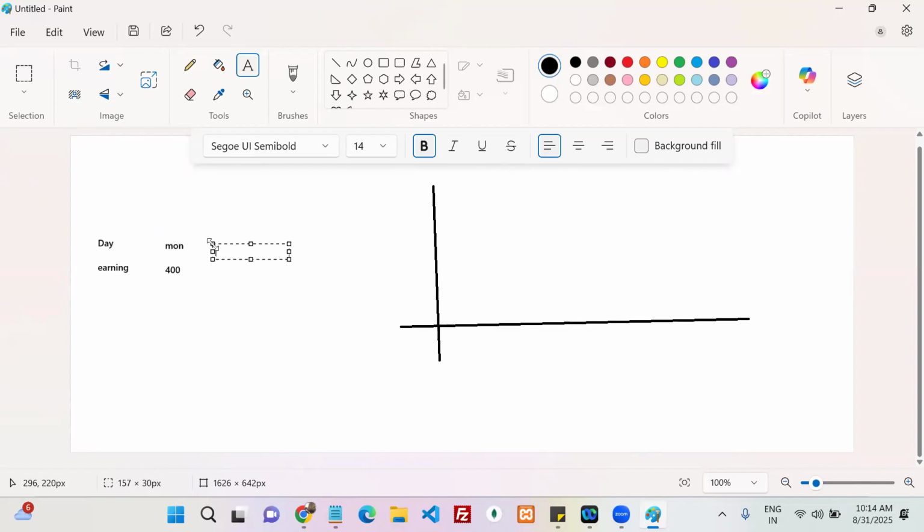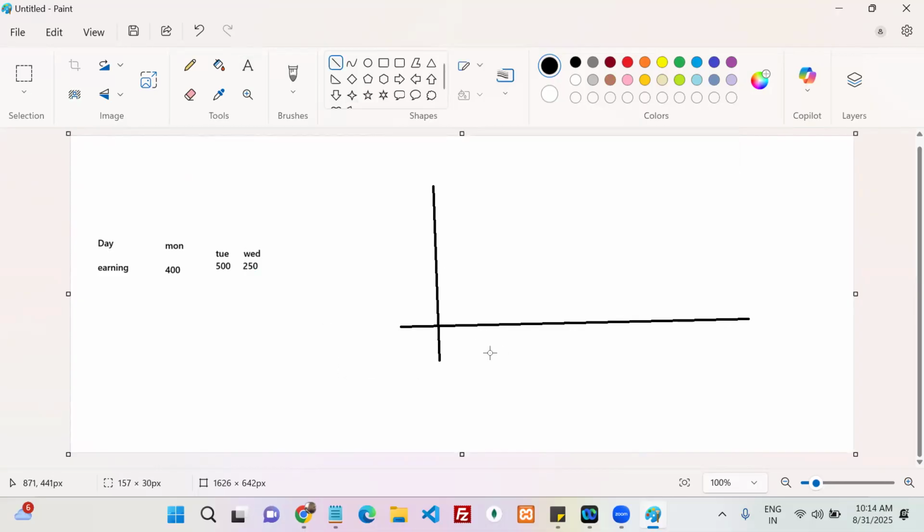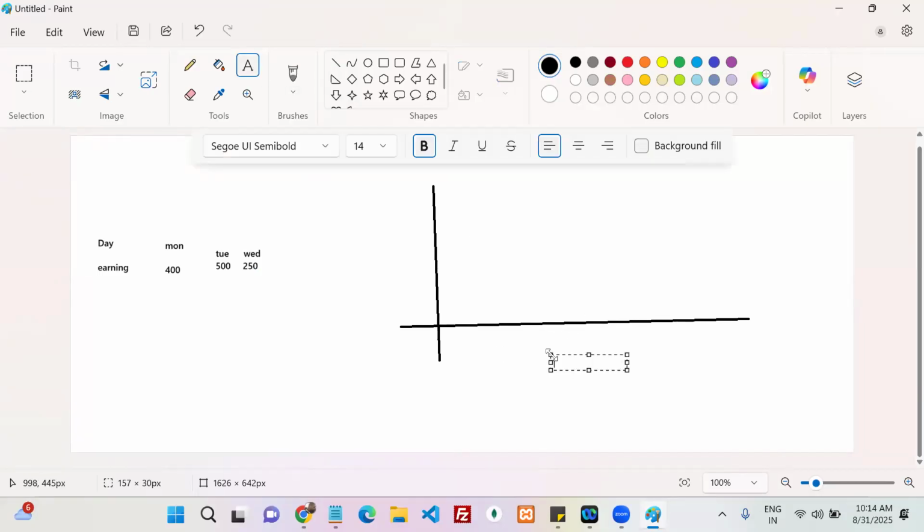If my day is Tuesday, my earning is 500. If my day is Wednesday, my earning is 251, something like this. Now I want to represent this data. Which one is dependent, which one is independent? My independent is days, right? So here I can say day, and here earnings.